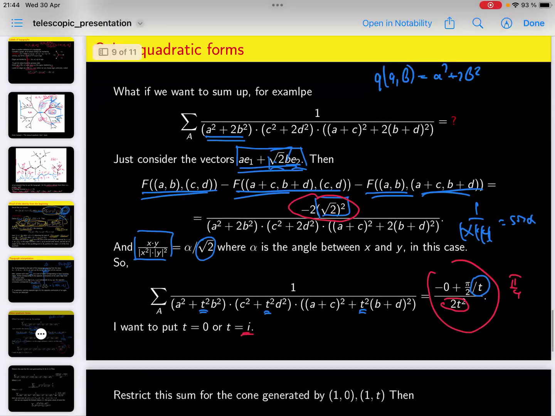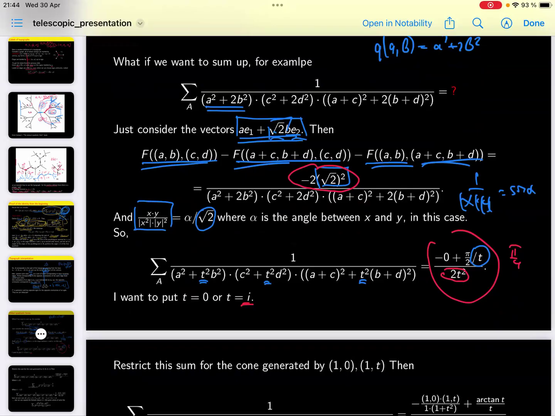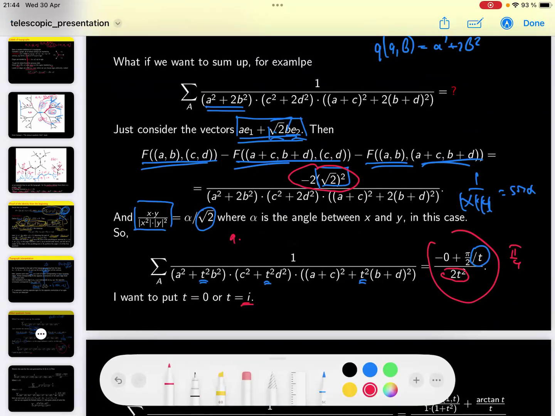But what do I need to do? Why can I not plug here t equals 0? Because here there are vectors, for example, AB equals 1, 0, and CD equals 0, 1. So if I plug here t equals 0, then this c square becomes 0, and so I divide by 0. That's why the sum diverges. Or the same, for example, if I have the vector AB equals 1, and I plug here t equals i, then it will be 0. So what to do with that?